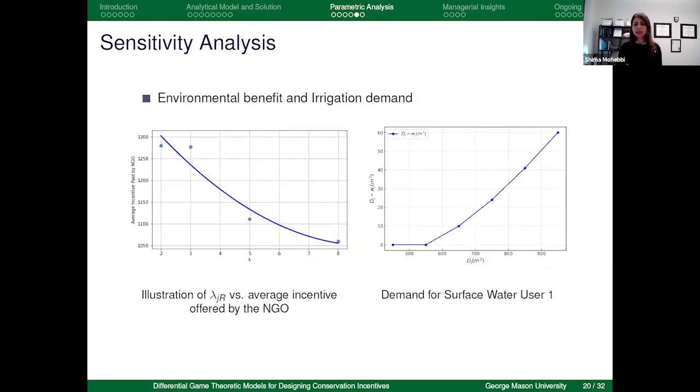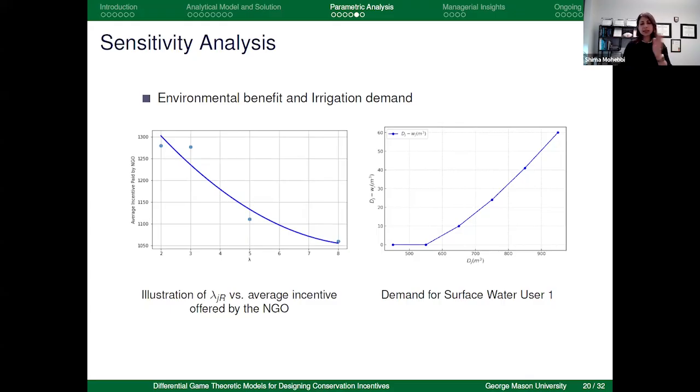To perform sensitivity analysis on environmental benefits, we consider different values of shadow prices, lambda values. As I showed in the propositions, these are directly affected by the environmental benefits coefficients of water users. And in the figure on the left, the analysis shows that as lambda increases, the average incentive paid decreases. So this implies that the environmental revenue coefficient is pivotal in enabling users to accept lower monetary incentives.